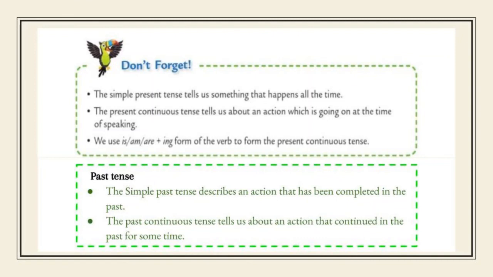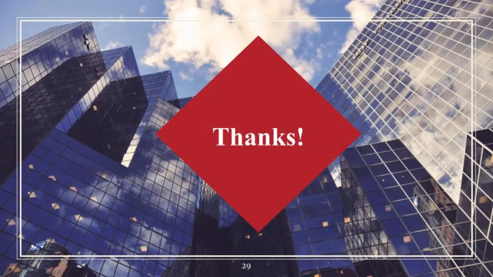And then simple past tense means that an action is already over, an action has been completed in the past. And past continuous tells about an action that was going on in the past. In past continuous we should use was or were plus verb plus ing to form the past continuous tense. Students, today we have seen two chapters. I hope you understood clearly, and I hope you have written neatly and clearly in your grammar book also.